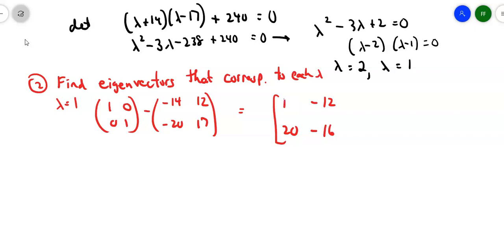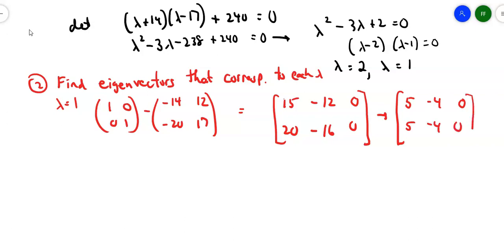We drop in our column of zeros, and we row reduce it. So if I divide the top row by 3, 15 divided by 3 is 5. Negative 12 divided by 3 is negative 4. On the bottom row, 20 divided by 4 is 5. Negative 16 divided by 4 is negative 4. Hey, I got the same row twice. So this gives me 5, negative 4, 0, 0, 0, 0.